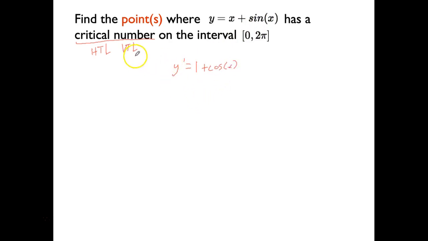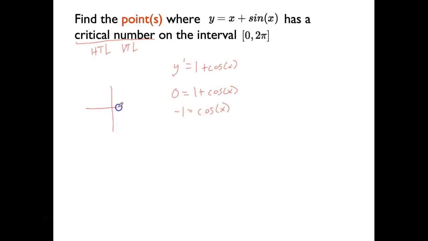And we're going to have to set it equal to 0. That's what this means. Horizontal and vertical tangent lines means we set it equal to 0. 1 plus cosine of x. Subtract the 1 over, so we get negative 1 equals cosine of x. And you just need to know, when does cosine equal negative 1?